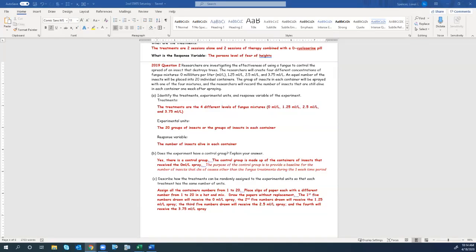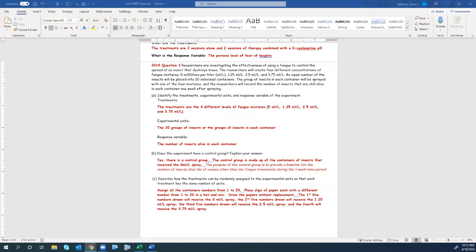And then the experimental units: the 20 groups of insects, or the groups of insects in each container. And I think that one was actually pretty good. If you just said the insects, though, that didn't get you credit. I think that surprised a lot of students, because a lot of students want to be really brief and say the insects, and no, it's the 20 groups of insects or the groups of insects in each container. I think that one kind of covered it. Is that correct? Yeah. You've got to talk about groups of insects.